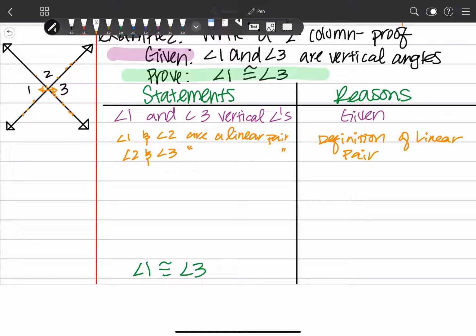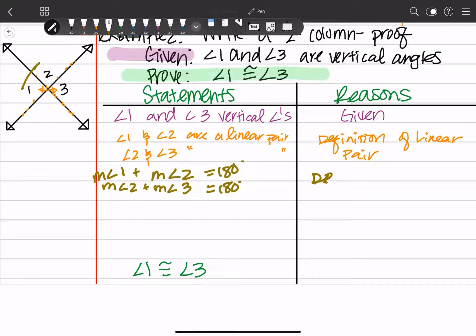All right, well, because we know both of them are linear pairs, we also know, and I'll alternate colors here, that the measure of angle 1 plus the measure of angle 2, because they're linear pairs, are going to add up to be 180. We also know that's the case for angle 2 and the measure of angle 3. They're both going to equal 180 degrees. And that's the definition of supplementary angles.